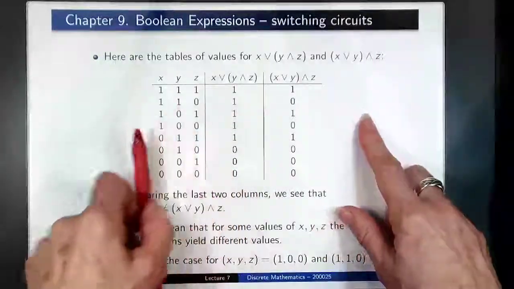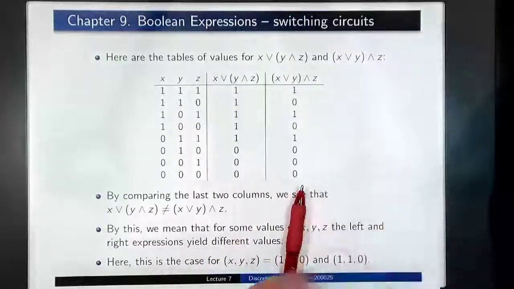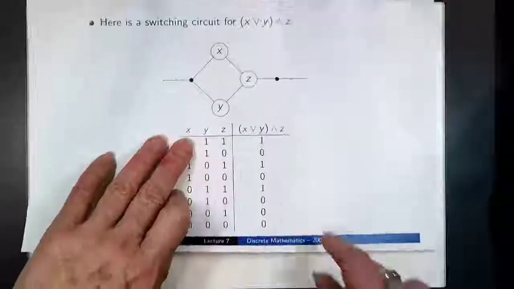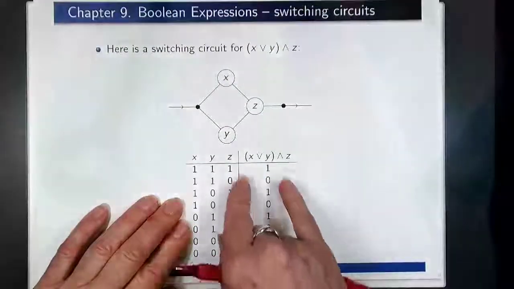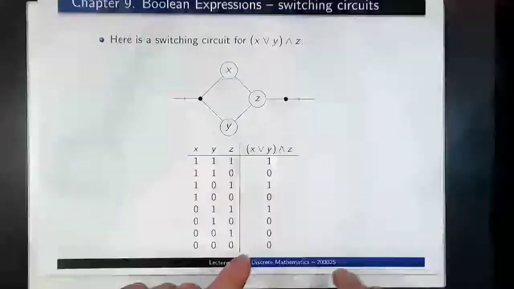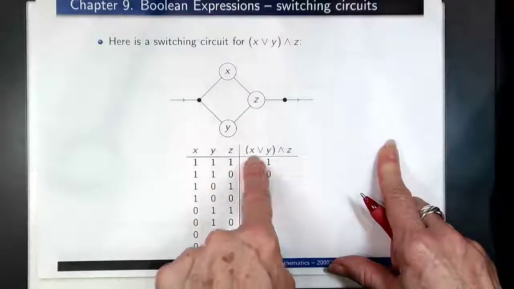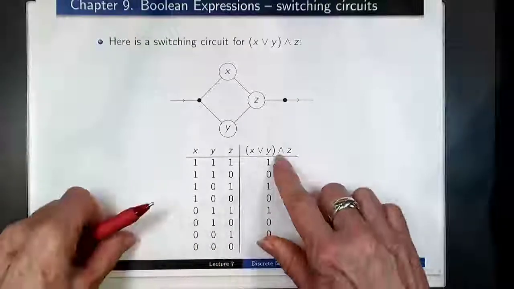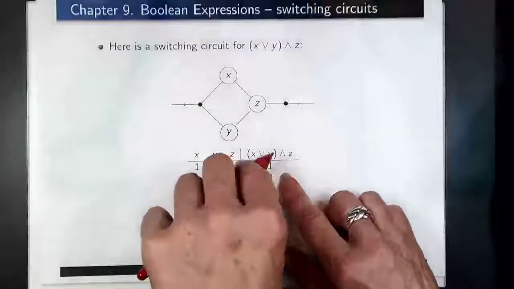Okay. Now, we've got a function here that actually aligns with this one here, with this circuit. Oh, and I didn't say that circuit. That's X or Y, and Z. We actually didn't check that. We should have checked that.